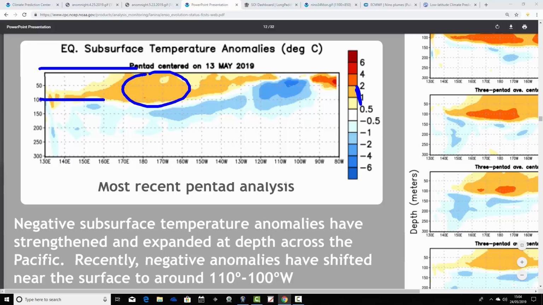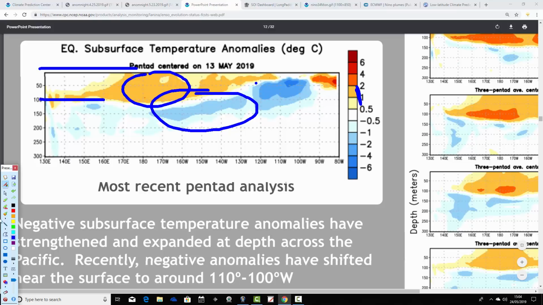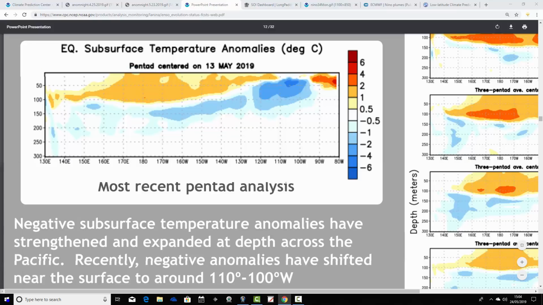But if you go lower down than that, then you start running into these blue colours. These blue colours start appearing. Those are colder than average subsurface temperatures. Over the past month, those colder than average subsurface temperatures have got colder, and they have expanded as well. In fact, now we almost see those colder than average subsurface temperatures beginning to get very close to the surface in just this little area just here.